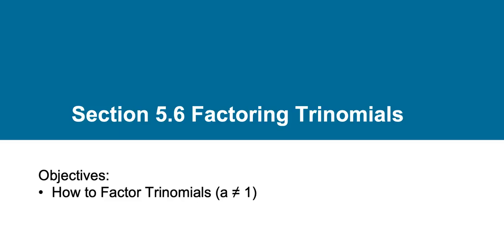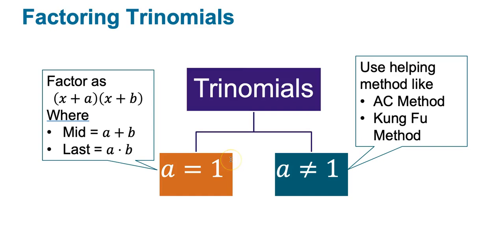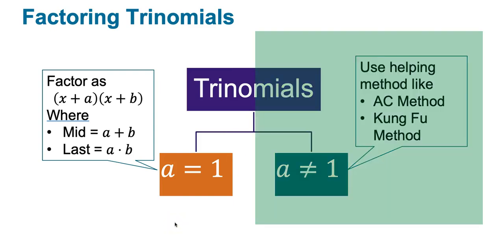Let's learn how to factor trinomials when a does not equal 1. As discussed in a previous video, when factoring trinomials, we must consider two cases. In this video, we're going to consider the case when a is not 1. This is a slightly more difficult case, and we like to use helping methods such as the AC method or the Kung Fu method. In this video, I am going to show you how to use the AC method.